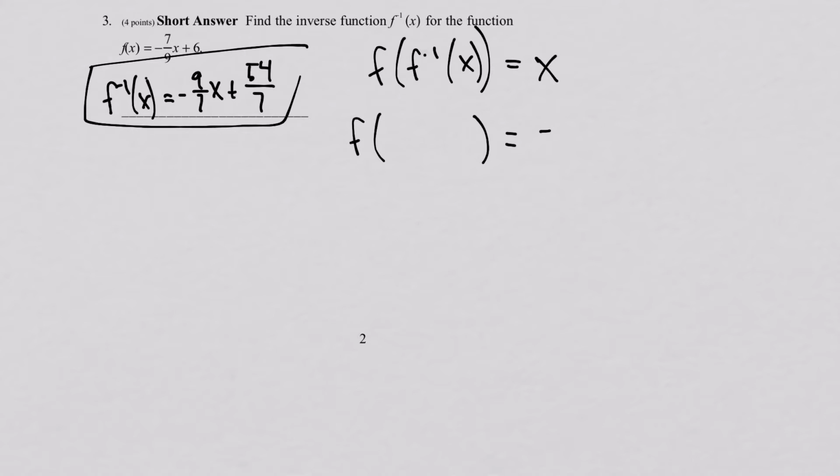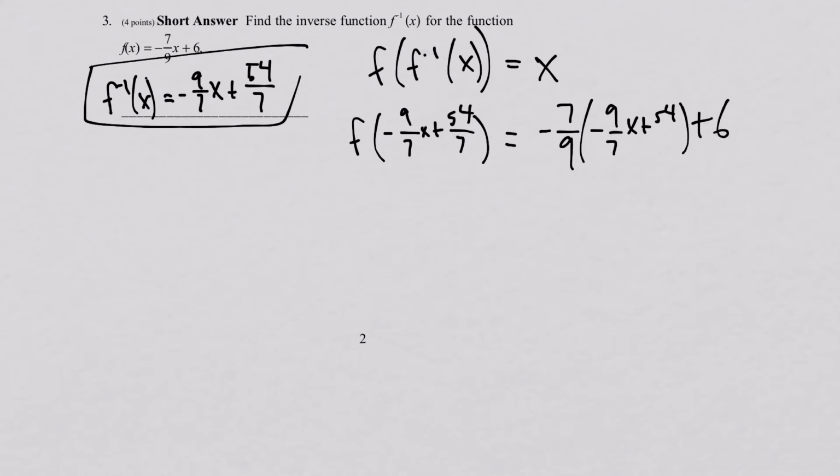let's say f of x is negative 7 over 9 x plus 6. So in place of x, what you do is you substitute in negative 9 over 7x plus 54 over 7. Now this mess over here, I'm just going to call it g of x to make my life easier. So let's call it g of x. And negative 7 over 9 times negative 9 over 7x plus 54 over 7 plus 6.